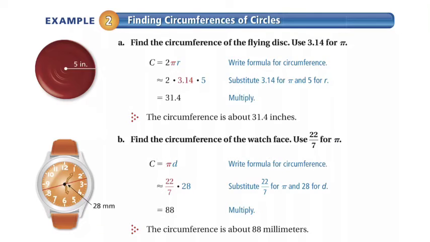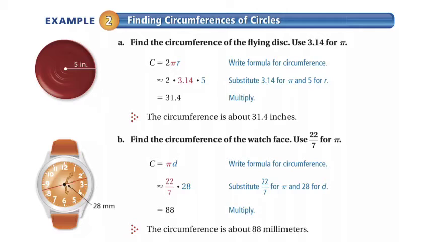For example 2a, finding the circumference of this circle, we'll use the formula circumference equals 2 times pi times r, or C equals 2 pi r. We look at the circle, and they give us the radius is 5 inches. So we plug in 2 for the 2, and for pi, we plug in 3.14, and for the radius, we plug in 5. So we have 2 times 3.14 times 5. So the circumference equals about 31.4 inches.